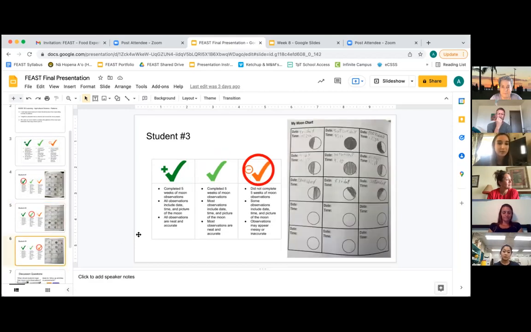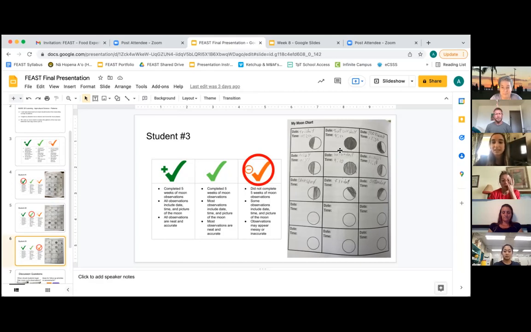And here's a sample of a student who did not complete all 5 weeks of observations. I also noticed that the observations weren't accurate because you can see there's a full moon on the first week and then another full moon on the second week with the moon waning in between. So it basically shows that the lunar cycle lasts for about a week, when we want to show that the cycle lasts for about 5 weeks. I can tell that this student probably forgot to do observations, or they may have skipped a few weeks.